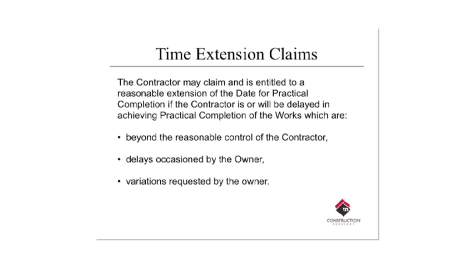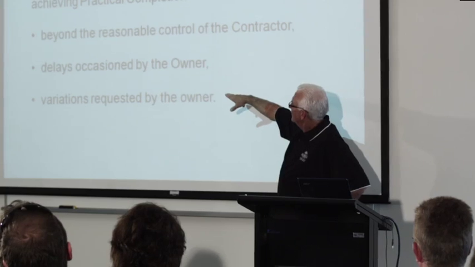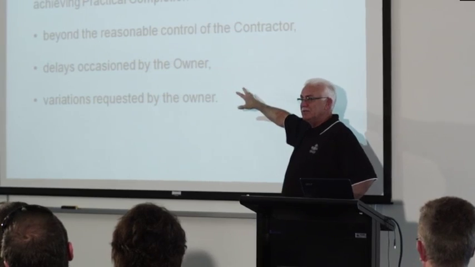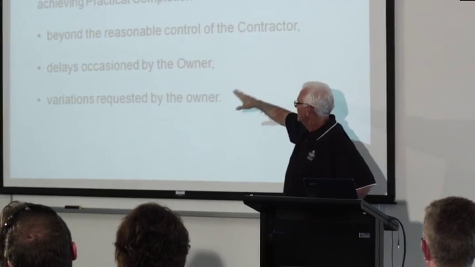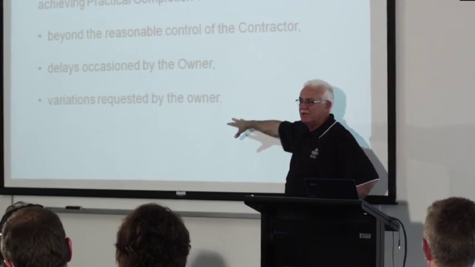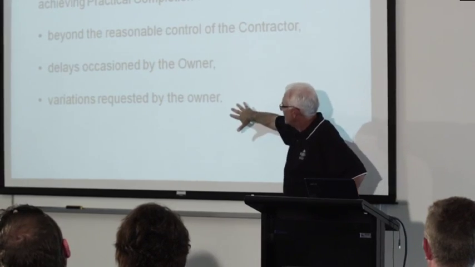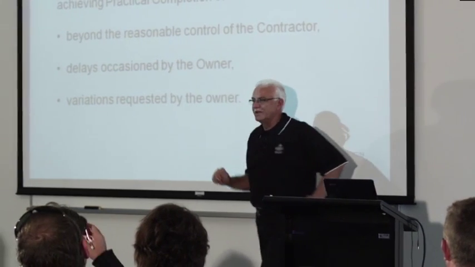Time extension claims. I will read this. The contractor may claim and is entitled to a reasonable extension of the date of practical completion if the contractor is or will be delayed in achieving practical completion of the works by matters beyond the reasonable control of the contractor: delays occasioned by the owner, and variations requested by the owner. Sorry, that one's variation. Delays occasioned by the owner.